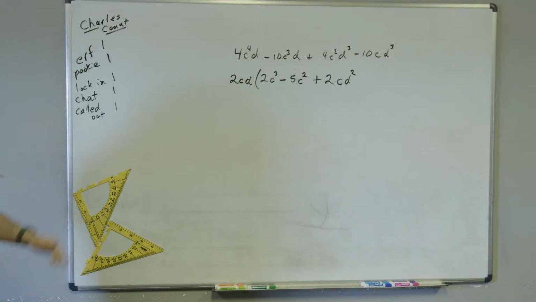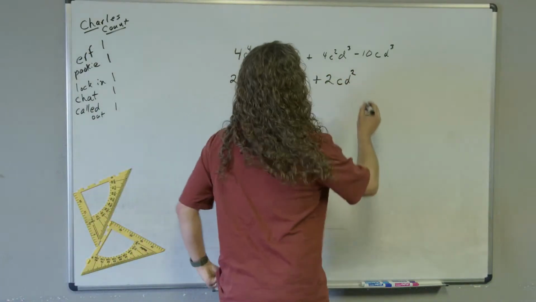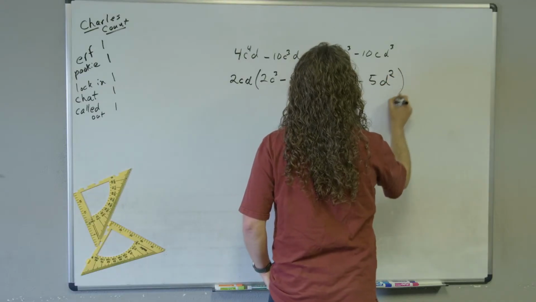Yes. 2 and divide it by C and divide it by D. Yes. Negative 5. Look again. Because the C divided by C is just 1, right? Yeah.